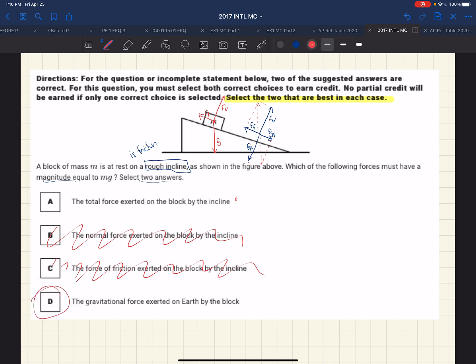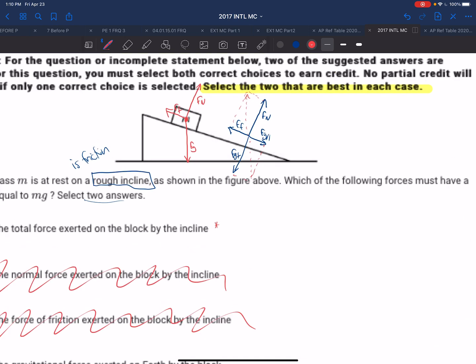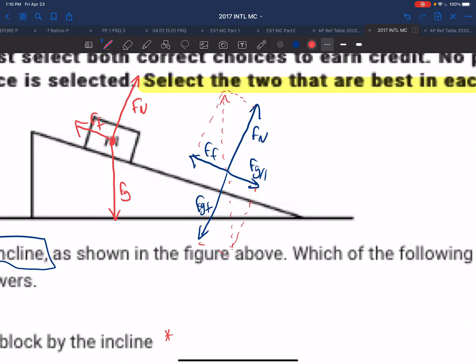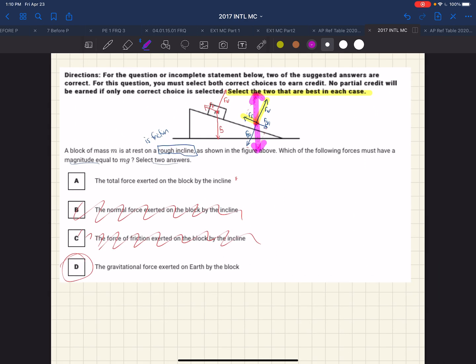The total force exerted on the block by the incline, which we said was this force normal and the force of friction producing this resultant, like so, is equal in magnitude and opposite in direction to the weight. So choice A as well.